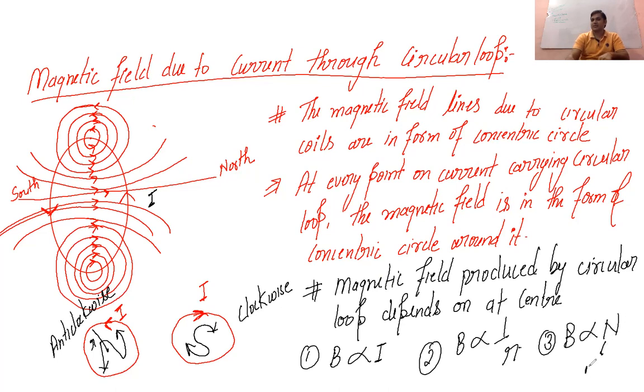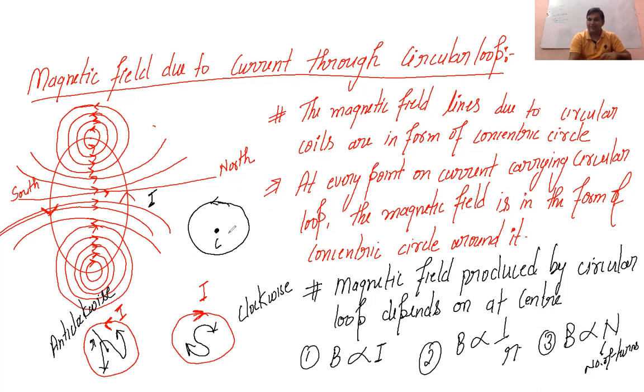N is basically the number of turns. Okay, at the center, if it is your current carrying loop, and if you are willing to know the magnetic field at this point, at the center, the formula of B is mu naught I upon 2R. Okay, this is basically the formula. You can write it like this, mu naught I. Let me write this in a next page.